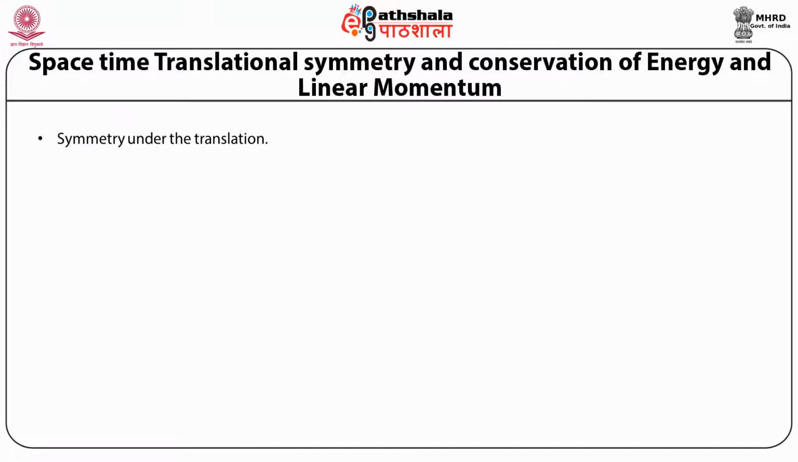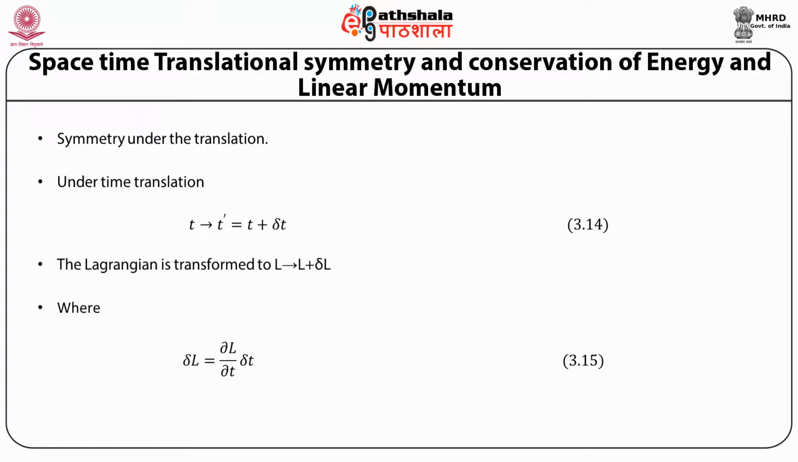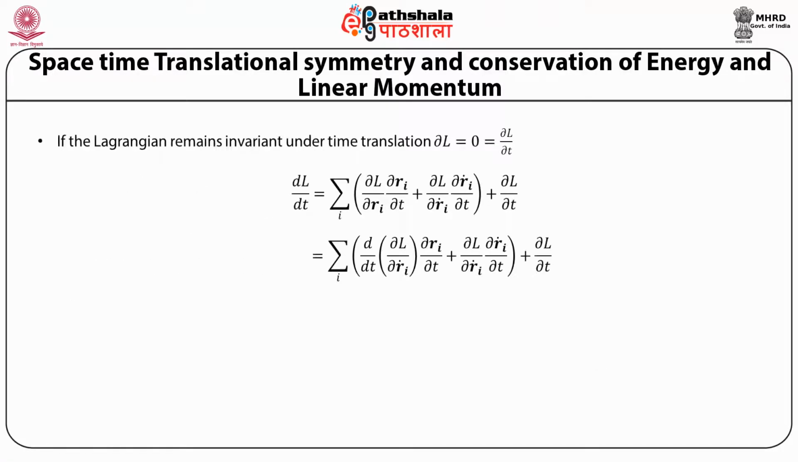Now let us consider the symmetry under the time translation. Under time translation, t goes to t prime, which is equal to t plus delta t. Therefore, the Lagrangian is transformed from L to L plus delta L, where delta L is equal to the partial derivative of L with respect to t into delta t. If the Lagrangian remains invariant under time translation, then delta L is equal to 0, which means that the partial derivative of L with respect to t is equal to 0.